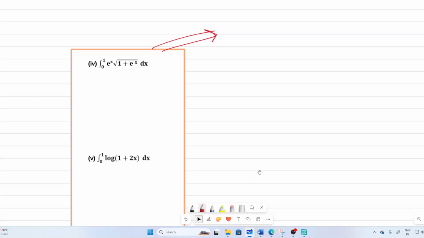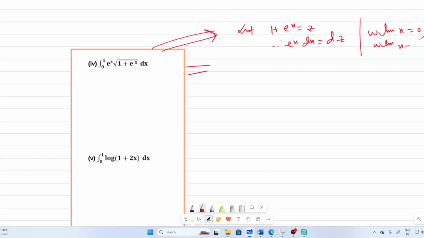So what is the substitution you are going to do there? Let 1 plus e to the power x be z, so e to the power x dx is dz. Now when x equal to 0, z equal to 2, when x equal to 1, z equal to 1 plus e, isn't it? Now just substitute the values. Do not forget to change the limit.